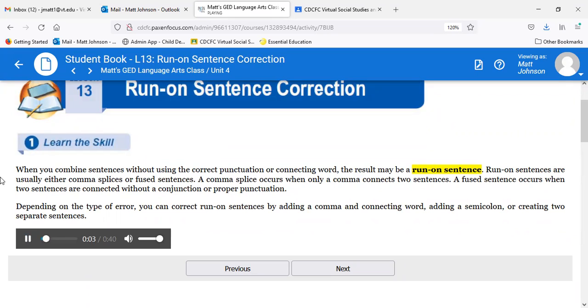When you combine sentences without using the correct punctuation or connecting word, the result may be a run-on sentence. Run-on sentences are usually either comma splices or fused sentences. A comma splice occurs when only a comma connects two sentences. A fused sentence occurs when two sentences are connected without a conjunction or proper punctuation. Depending on the type of error, you can correct run-on sentences by adding a comma and connecting word, adding a semicolon, or creating two separate sentences. So there's your options. And this is talking about two complete sentences.